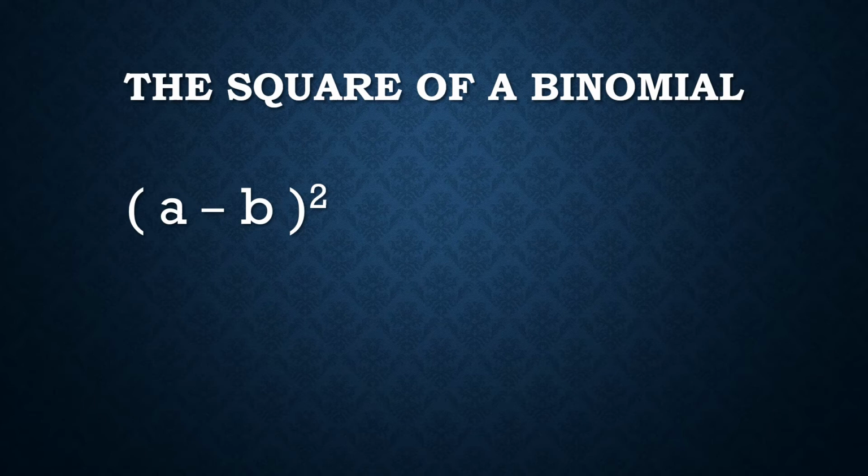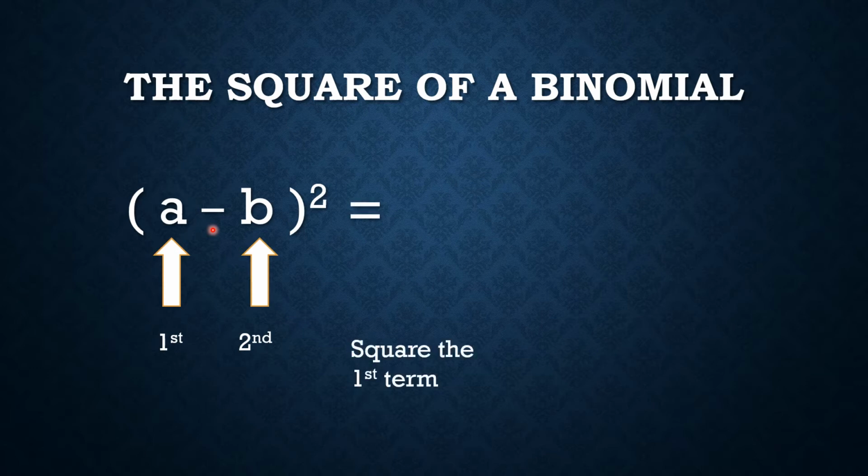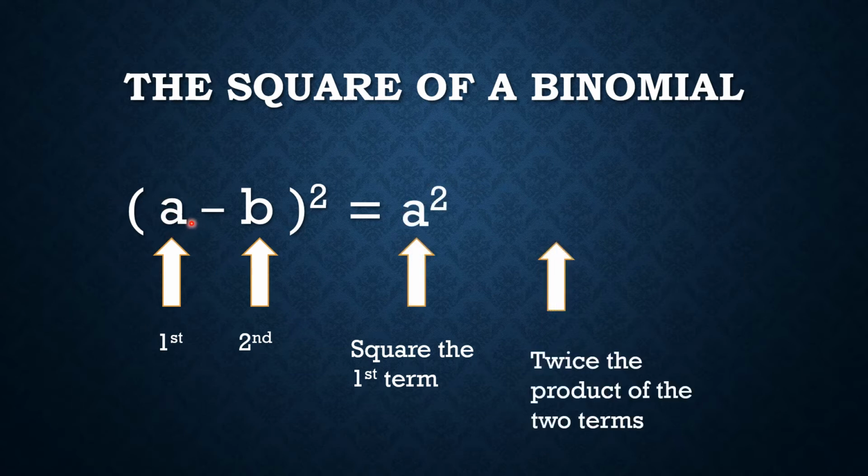So yung ginawa natin previously is the same with this one. Ang pinagkaiba lang naman nila is that the sign between these two terms is a minus sign. So in this case, same process yung gagawin. Square the first term, that is A squared. Then get twice the product of the first and the second term. Multiply these terms A and B times 2. And that is, we have negative 2AB.